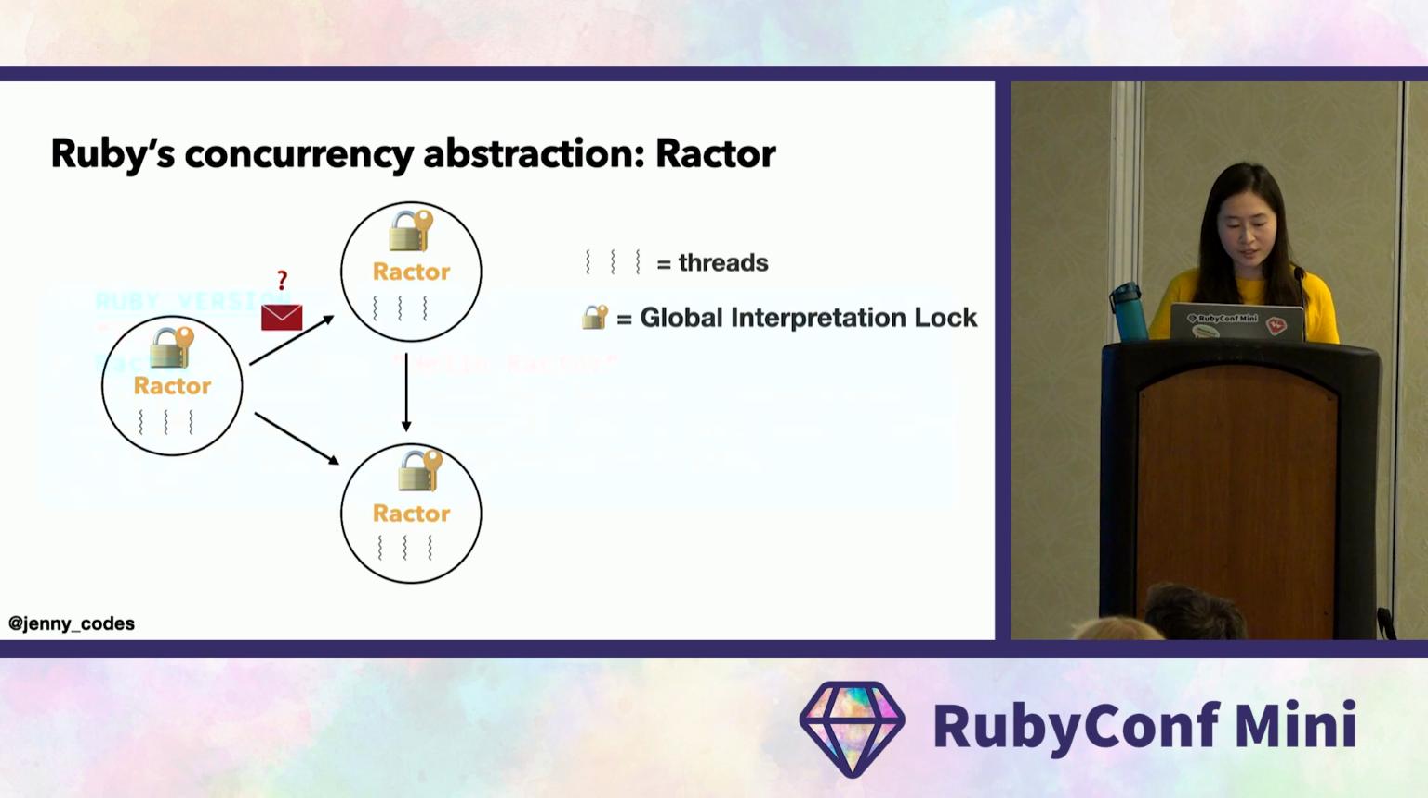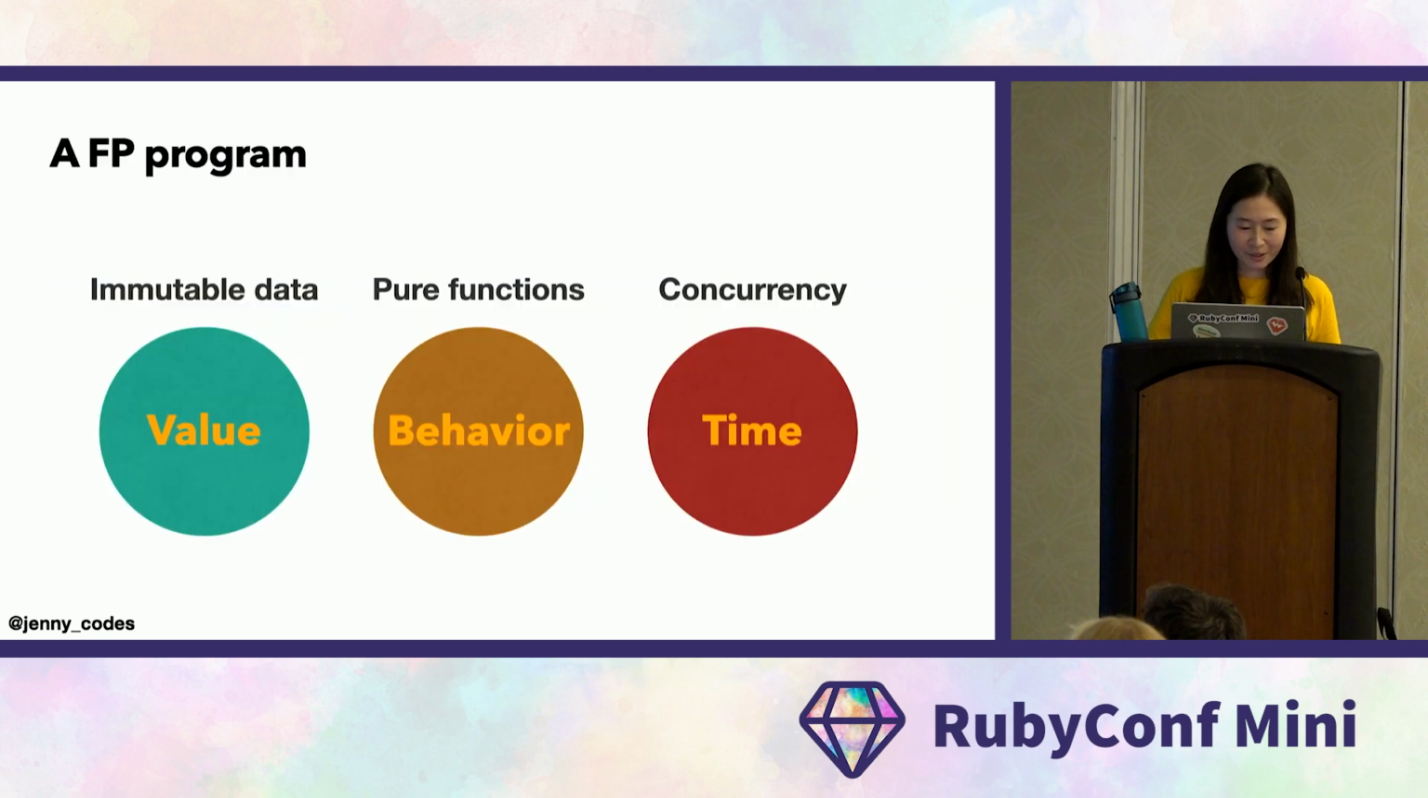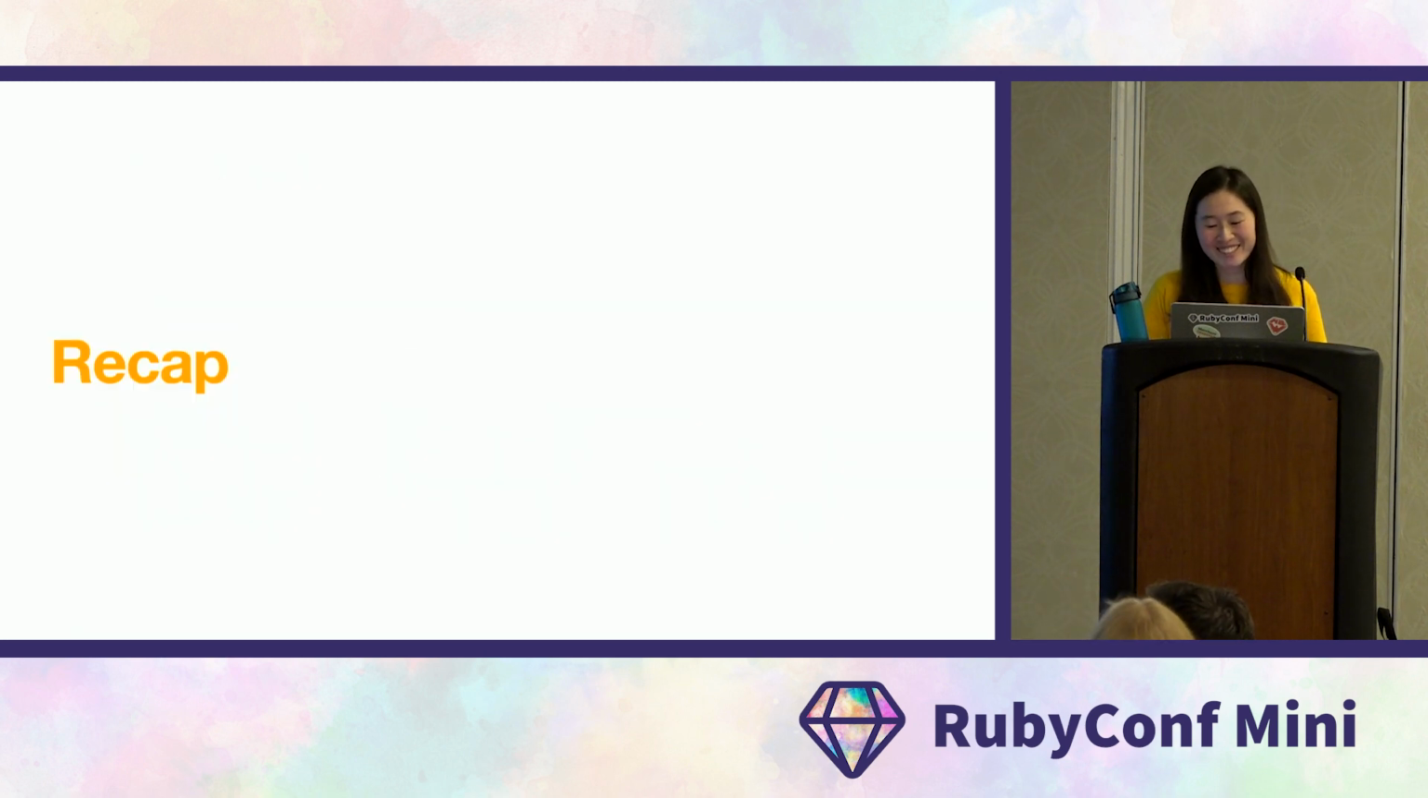So that's Ractor. And as of the latest preview of Ruby 3.2, you will still get a warning that says Ractor is still experimental. But I'm very much looking forward to the development of this. So this is all for concurrency, and that's it. Wow, that went way faster than I thought.